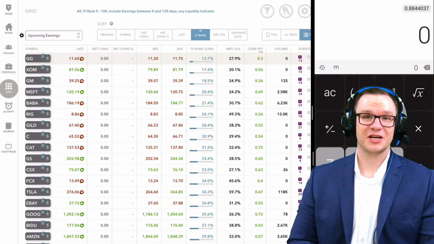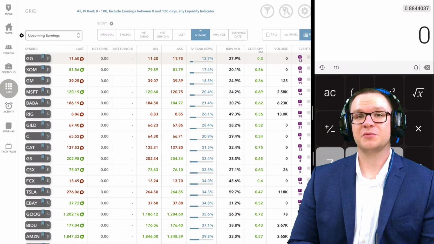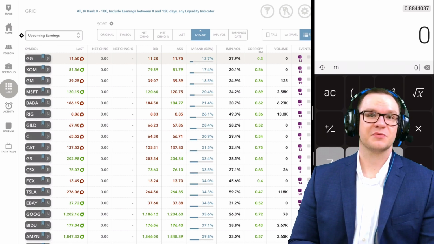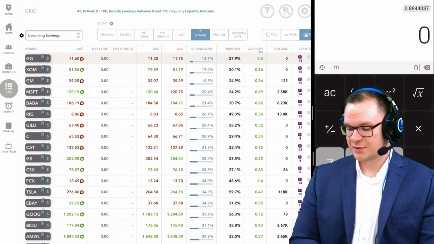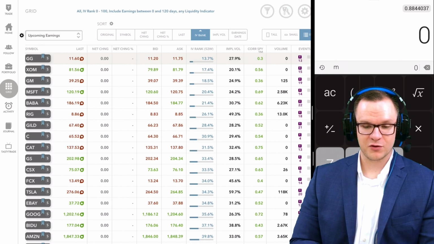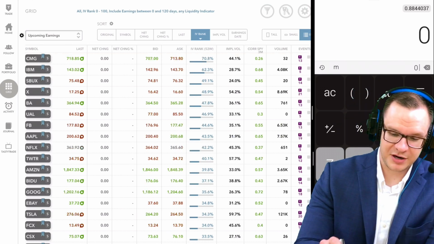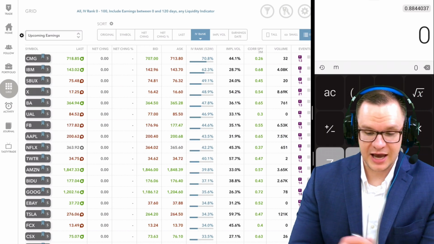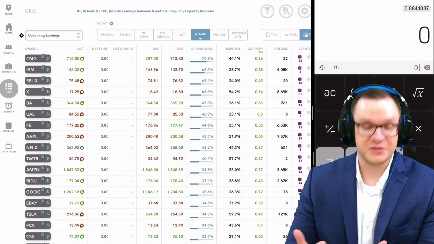So that's what you need to watch out for, that you're going to be taking a lot more risk than you would be doing this on a normal options expiration cycle. With that being said, let's go into the platform here and sort by implied volatility rank. And right away, we have some great candidates.